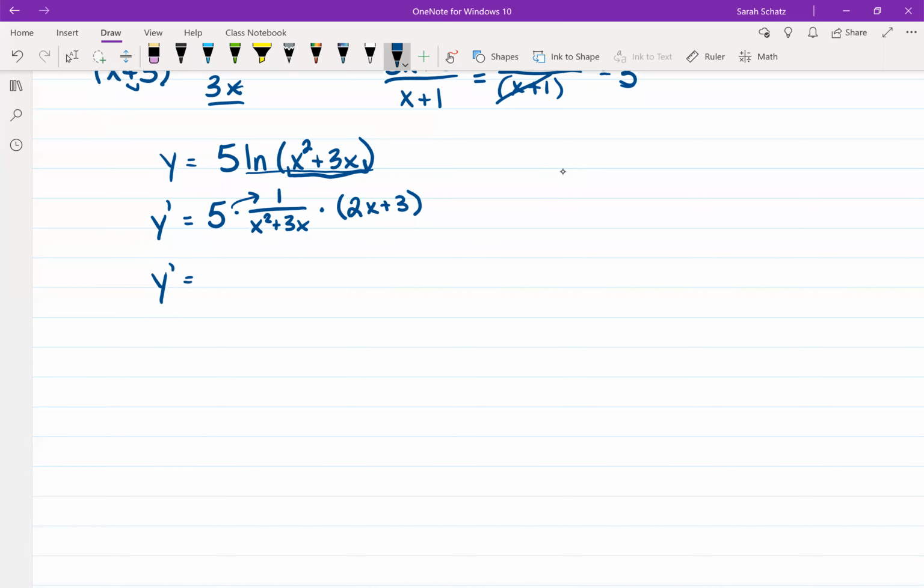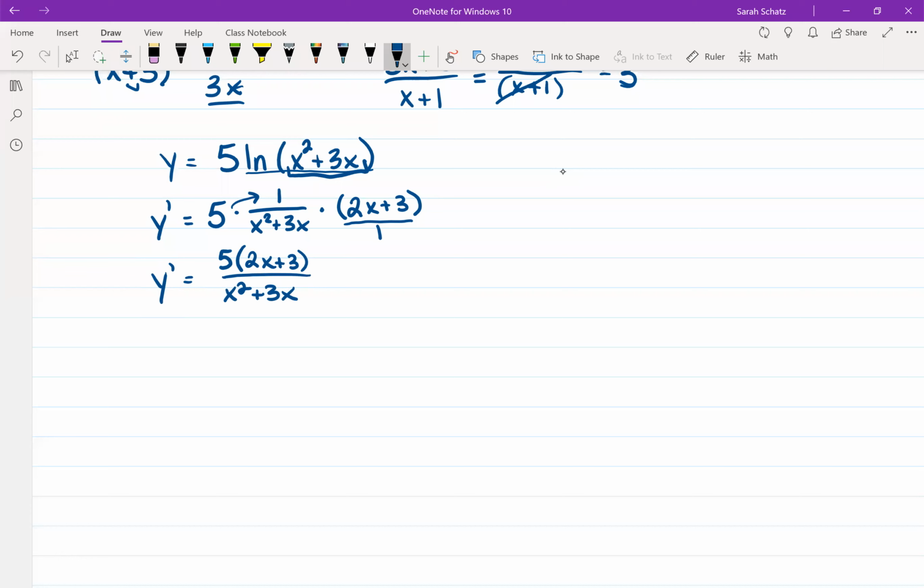So let's see what we have all together. Remember that this 2x plus 3 also will go on top. So on top, we have the 5. We can put that on top. We can also put the 2x plus 3 on top. And on the bottom, we have that original x squared plus 3x.